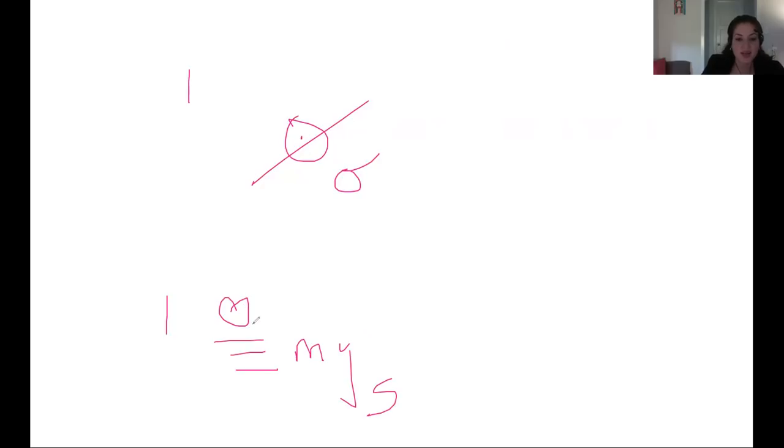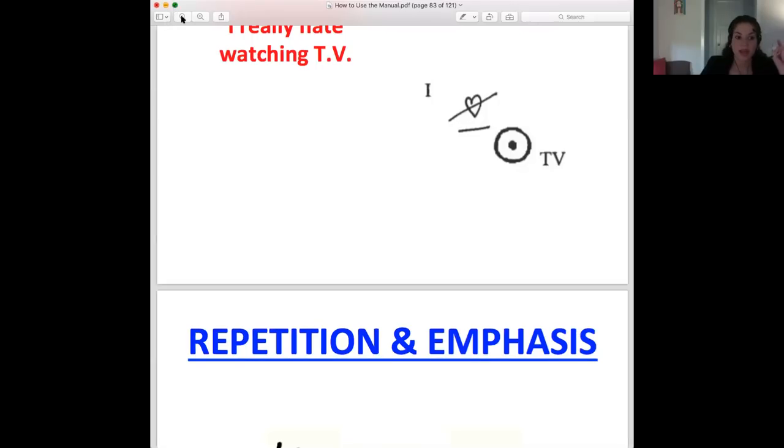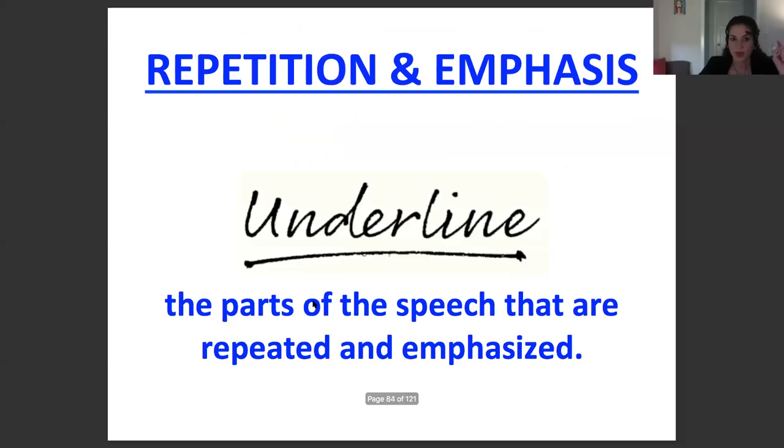As soon as I hear really, really, really, very, very, very, all these words that are emphasizing, I draw one underline for each one of those, okay? So underlining helps me know that emphasis, and that's a very, very important thing, okay? All right, let's go back. And that's done when the person repeats or when they emphasize, okay?